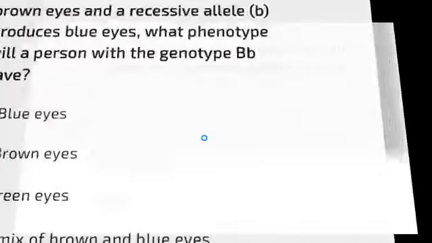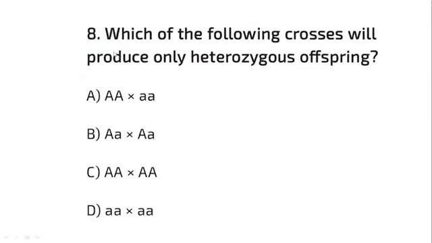We now move on to our question 8. So this is our question 8, guys. The question reads, which of the following crosses will produce only heterozygous offspring? So we have this homozygous dominant crossed with the homozygous recessive. We also have heterozygous again crossed with heterozygous. Okay, then we have homozygous dominant again crossed with the homozygous dominant.